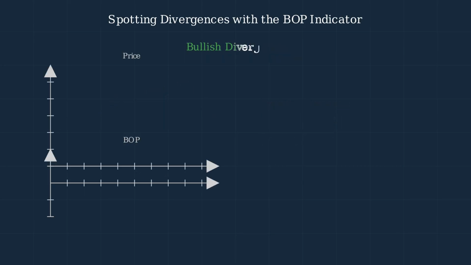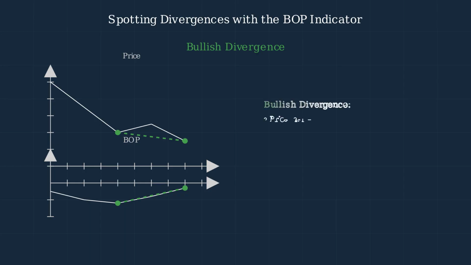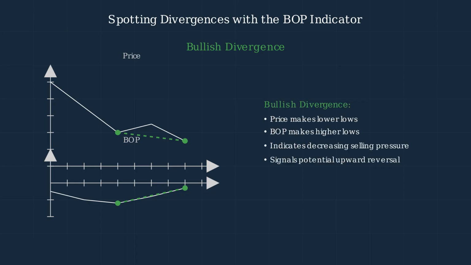Bullish divergence occurs when price makes lower lows, but the BOP indicator makes higher lows. Here, the price continues to decline, making a lower low, while the BOP indicator shows improving strength with a higher low. This divergence suggests decreasing selling pressure despite falling prices, and often signals a potential upward reversal.